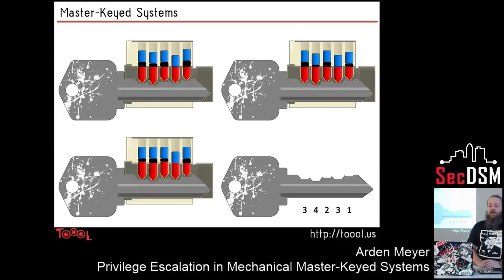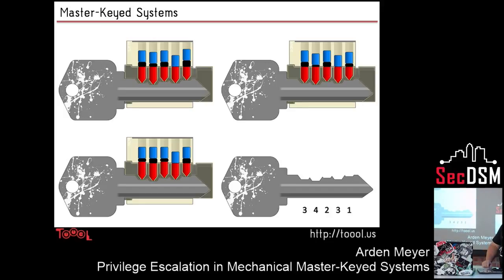Now here's the janitor key. So the janitor key is going to work on Alice's door. It's going to work on Andy's door, but it actually isn't going to work on Bob's door. So Bob's door is not in this master key system.